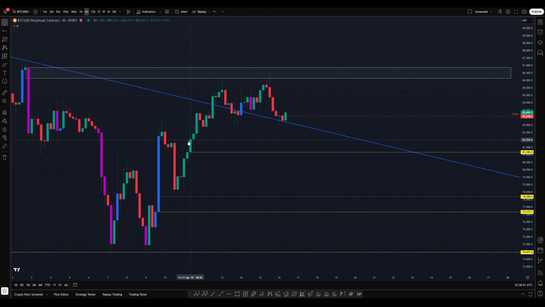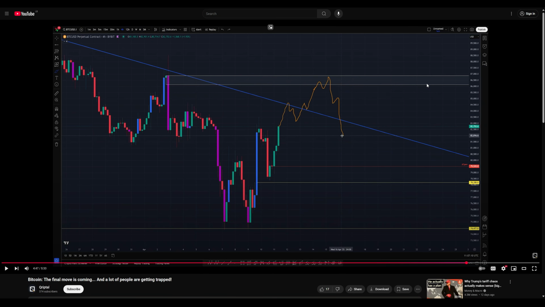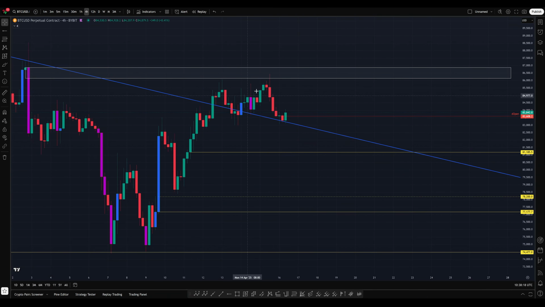In our last update, I wanted to see a move into our resistance area, which was between $86,200 and $86,800, to get a fake out above this trend line and then see a reversal to the downside. And if you go over to the charts, as you can see, that's exactly what happened.